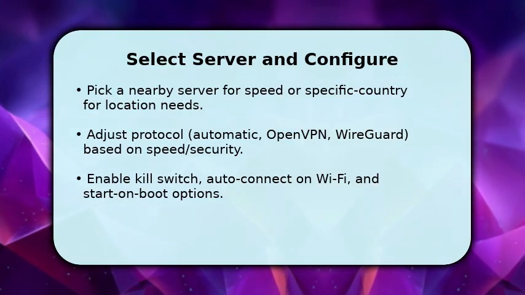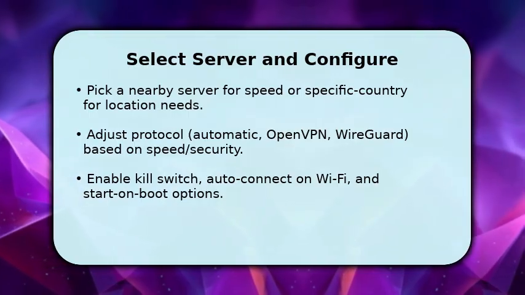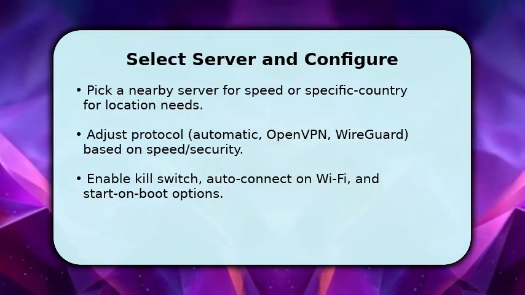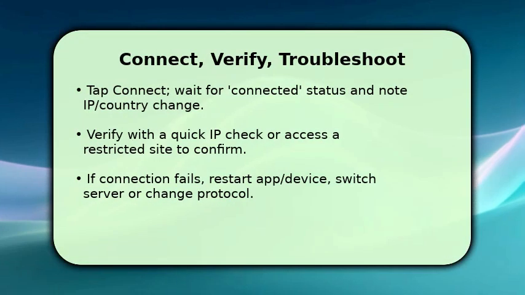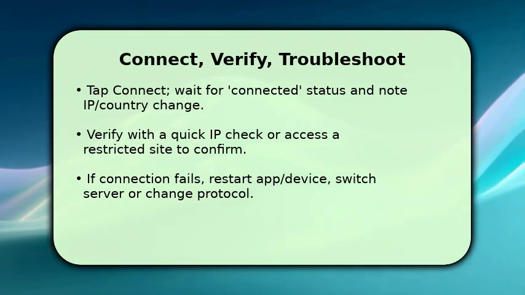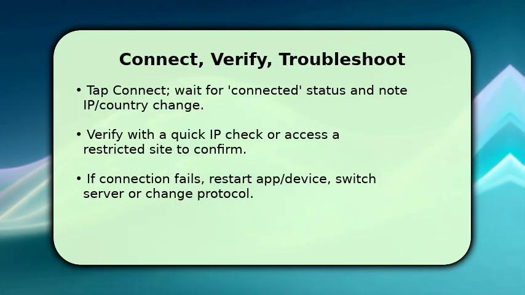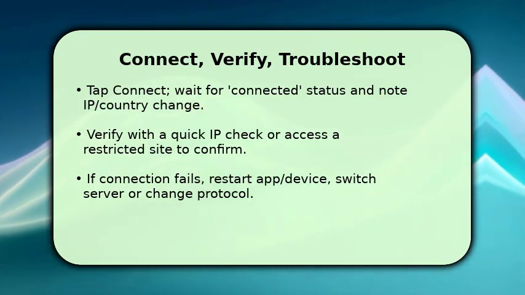You'll see a connect button or a system toggle. Tap Connect and wait until the app shows you as connected. You should see the new IP and country listed. Once connected, verify by visiting an IP check site or accessing a geo-restricted service to confirm routing.